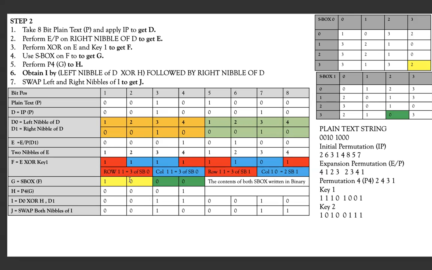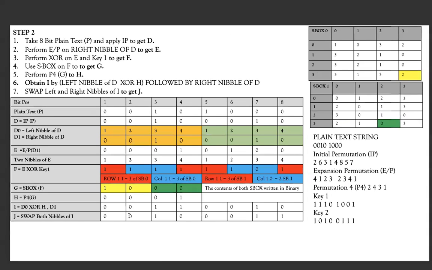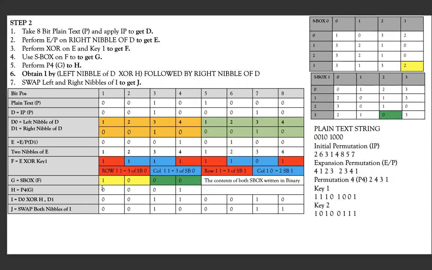Sir, I have no idea what's going on. Okay, I'll repeat it. Why did you choose that as the column and that as the row? That's the rule. The outermost bits are the row number, inner bits are column number. Same thing goes over here, row number, column number. Okay?